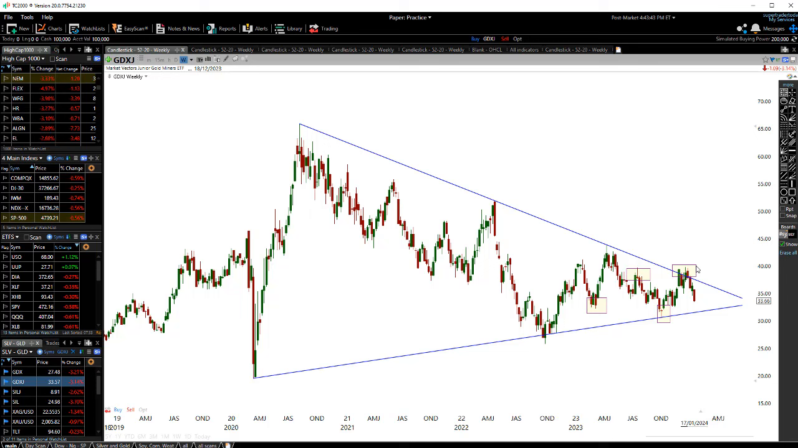Oh, the market's manipulative. No, it's not. You're just not reading the markets. Read the market for what it is. Right now, we are in more of a downtrend, strong selling on the GDXJ. Don't forget about the GDX.